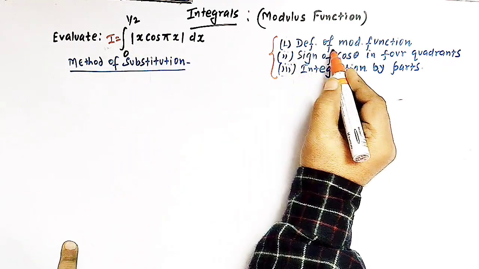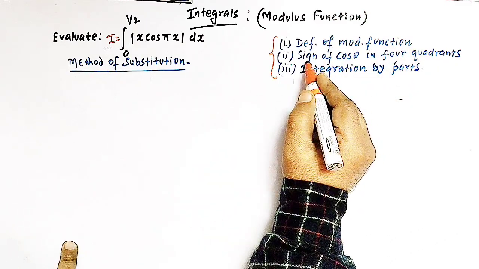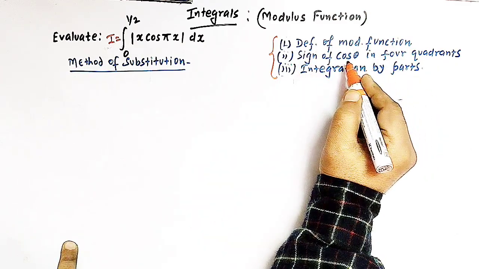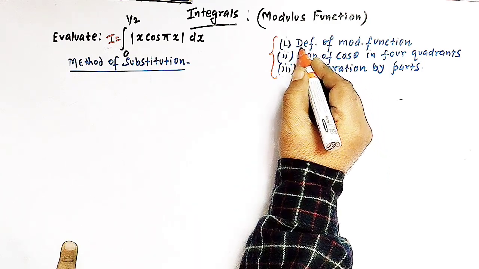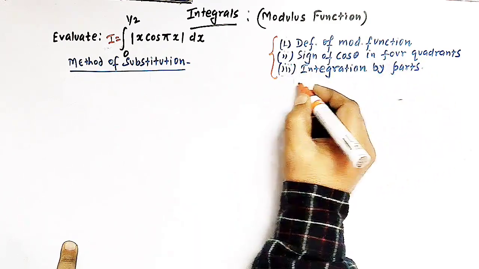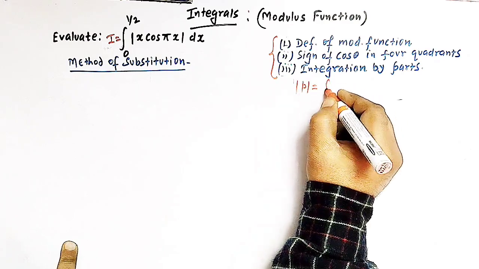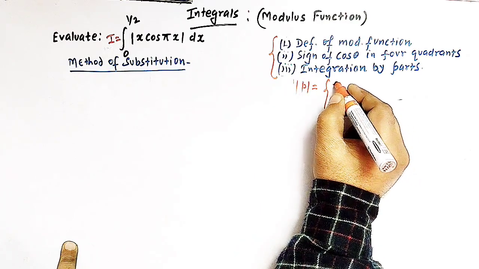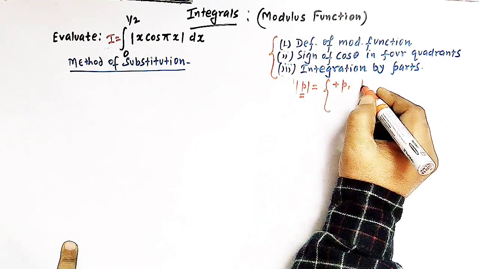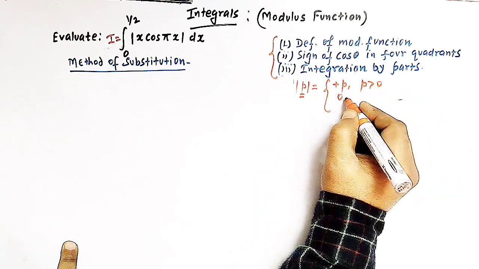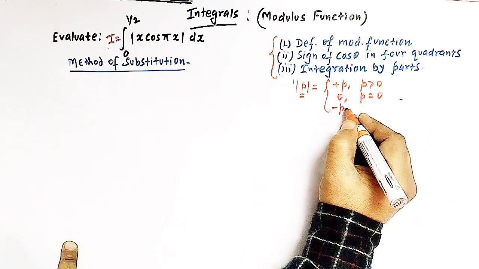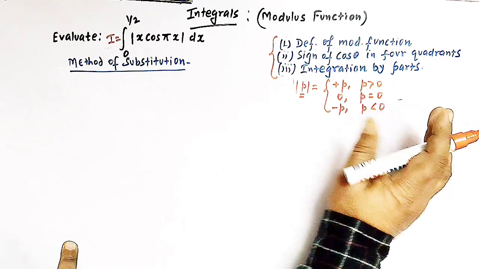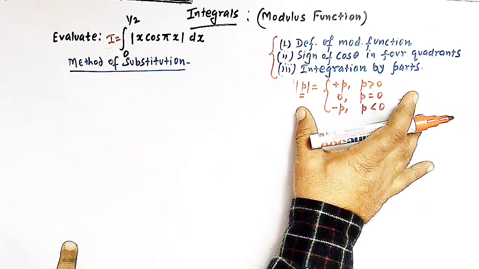And here we have the three important concepts which are going to be useful in the evaluation of this definite integral. So the first one is the definition of mod function. The second one is the sign convention for cos theta in four quadrants. And then the third one is integration by parts, right? So in the first case, we have the definition of mod function. See, the mod function is defined as mod of p is given by a positive p whenever this p is greater than 0, and mod of p is equal to 0 when p is equal to 0, and mod of p is equal to negative p when p is less than 0. So this is the definition of a mod function, right?